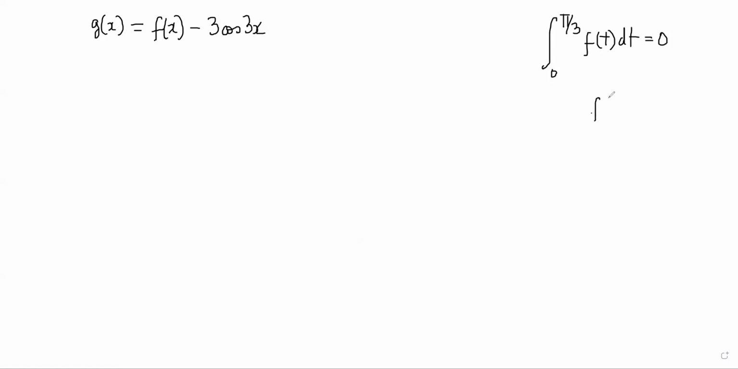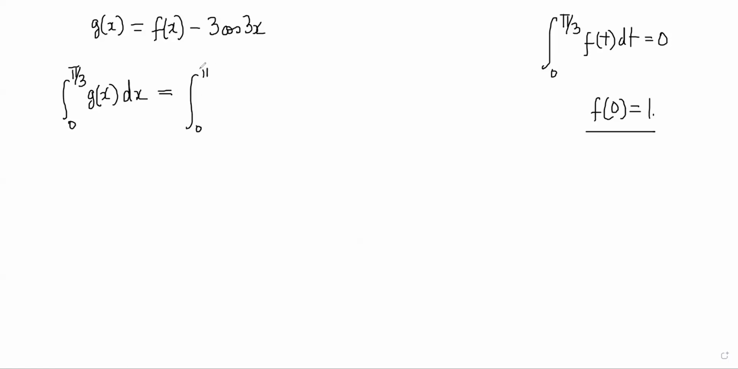We'll define a new function g of x, which is defined as f of x minus 3 cos 3x, right? Now, the question had given us the data that the integral from 0 to pi by 3 of f of t dt is equal to 0 and f of 0 is equal to 1. So what we'll try to do is find the integral of g of x over the interval 0 to pi by 3, because that is the interval that we want to understand.